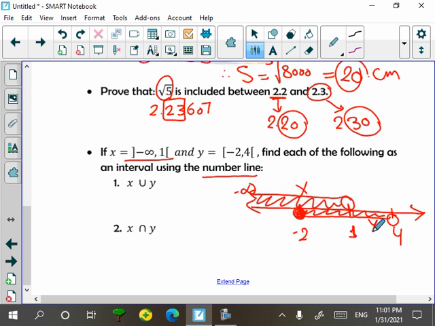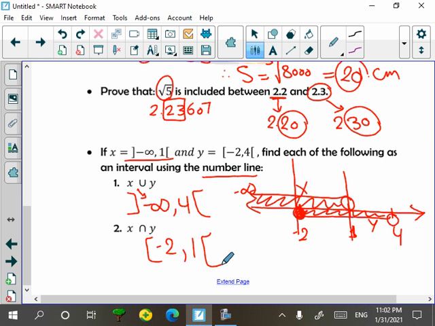Number 1: X union Y equals negative infinity to 4, with 4 open, and negative infinity is always open. X intersection Y is the common numbers between X and Y, from negative 2 to 1. The answer is from negative 2 to 1, where negative 2 is a closed endpoint and 1 is an open endpoint.